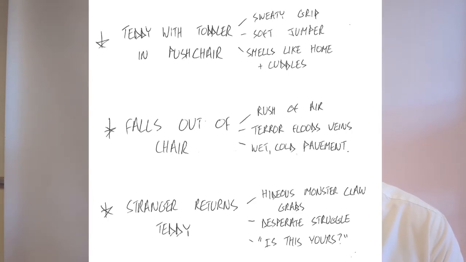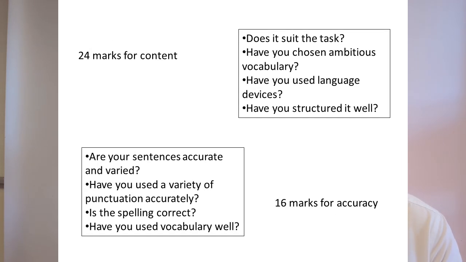Let's flick back to our criteria, right? Have you chosen ambitious vocabulary? Well, if we're doing lots of description, we are going to hit ambitious vocabulary, right? Have we used language devices and used them well, right? We want to come up with ones that are not particularly cliched. So smells like home and cuddles is a really interesting kind of bit of description, right? We're already hitting some of that stuff up at the top, right?